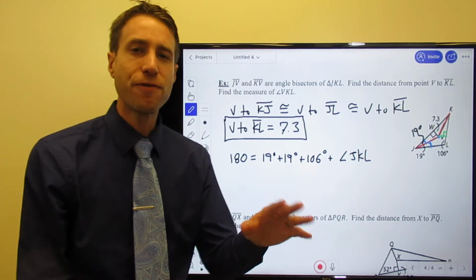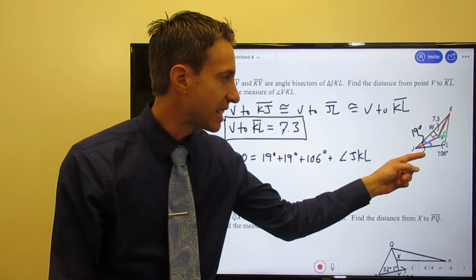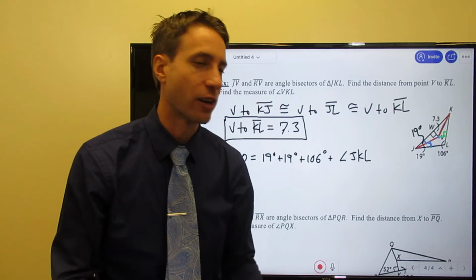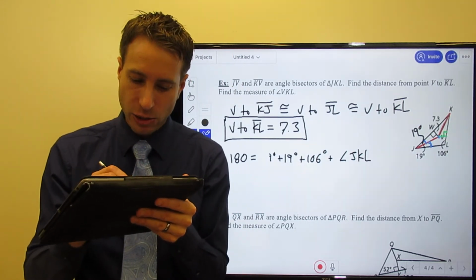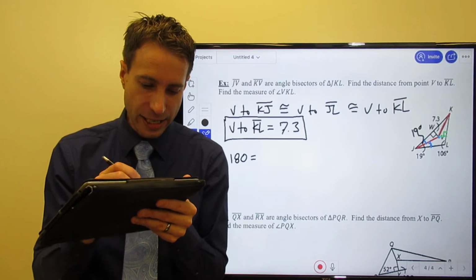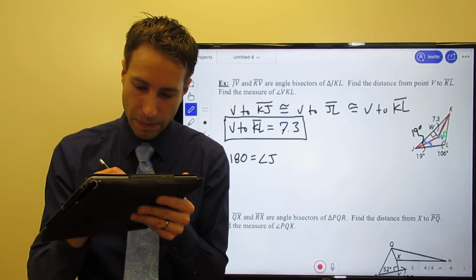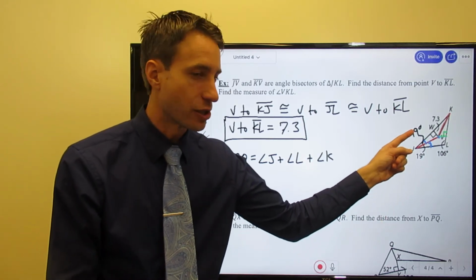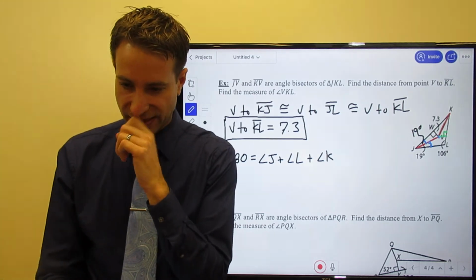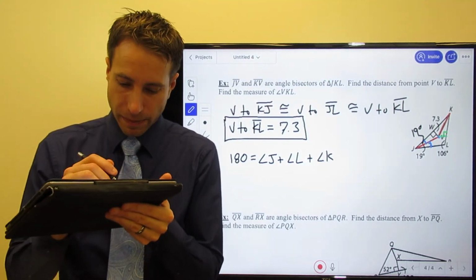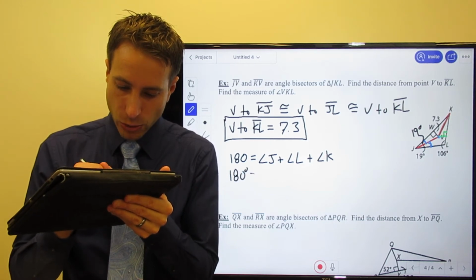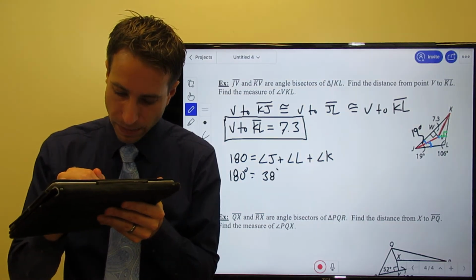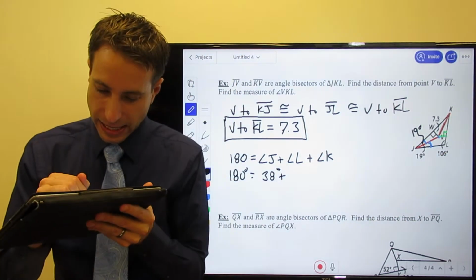All of those angles must sum to 180 degrees, right? So here we go. Actually, if you wanted to, you certainly could add 19 and 19 together, make this one whole angle, so then you'd have angle J, angle L, angle K. In fact, I like that better. Let's do that. I know that 180 degrees is equal to angle J plus angle L plus angle K. In order to find angle J, it's just going to be 19 plus 19. So 180 degrees is equal to, since angle J is 19 plus 19, that's 38, plus angle L, which was 106.